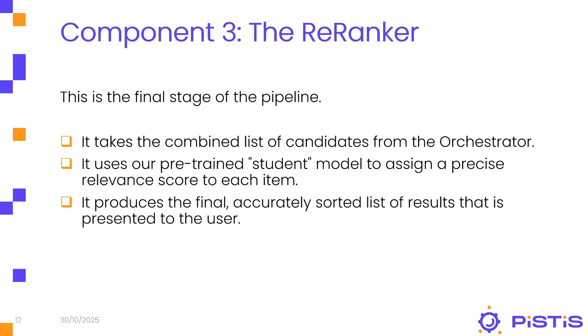The third component is the re-ranker. This is the final stage of the pipeline. It takes the combined list of candidates from the orchestrator. It then uses our pre-trained student model to assign a precise relevance score to each and every item. Finally, it produces the final, accurately sorted list of results that is presented to the user.